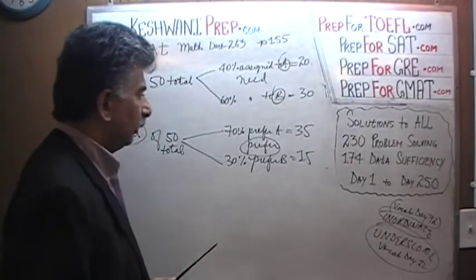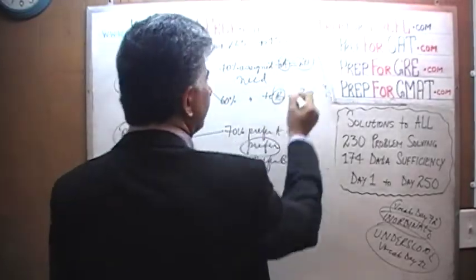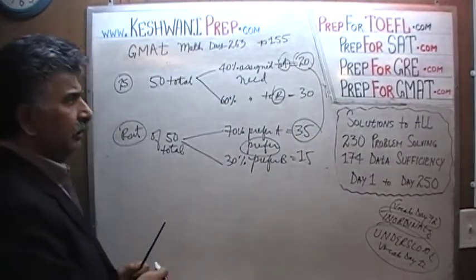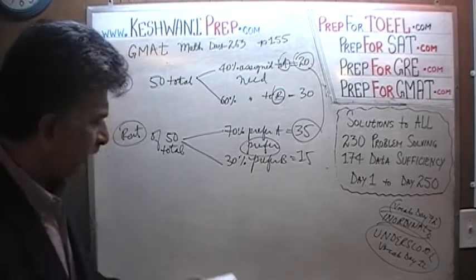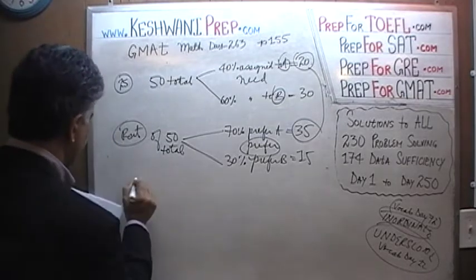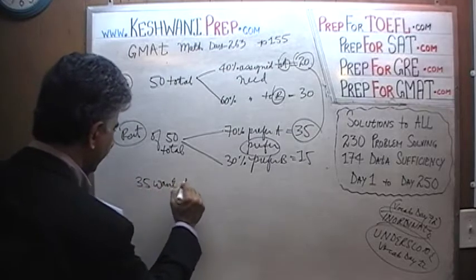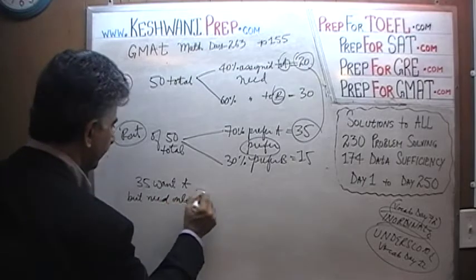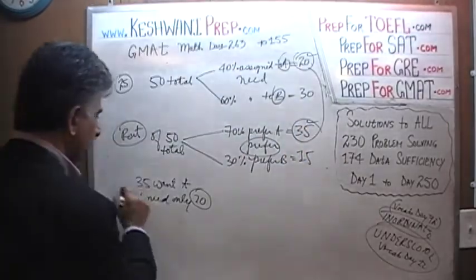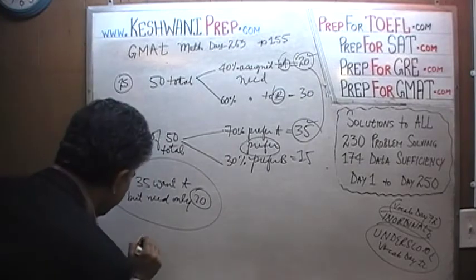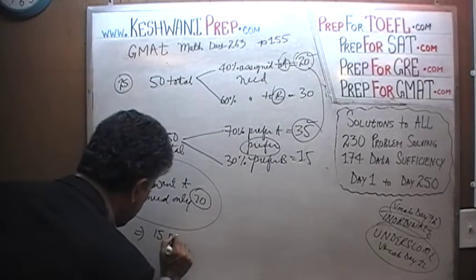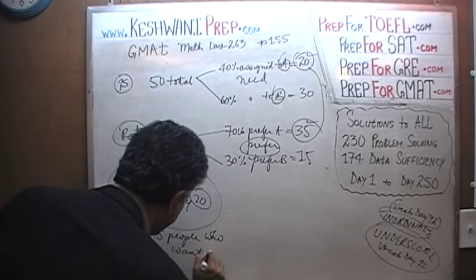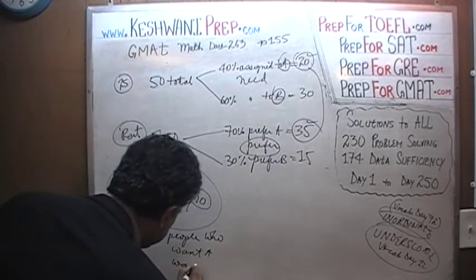Well, that's very simple. Look, we need 20 people for A, but 35 prefer A, which means we need, let's put it here, 35 want A, but need only 20. We need only 20. 35 prefer it. What does this tell us? That tells us that 15 people who want A won't get it.